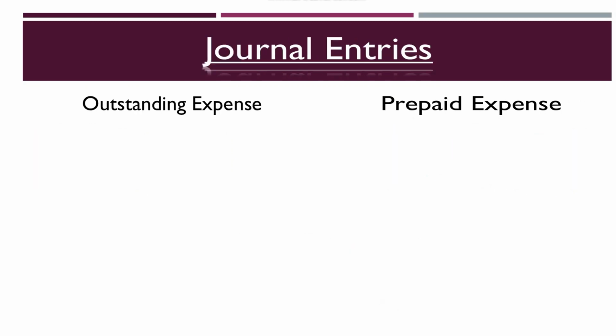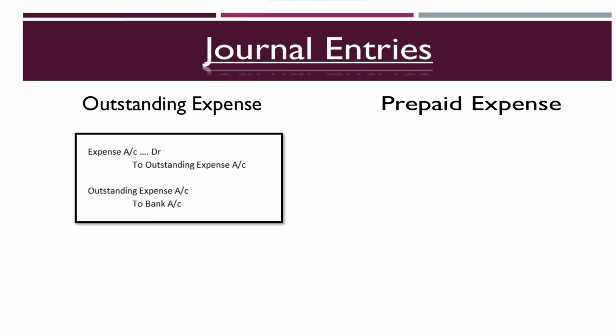So for outstanding expense, it's a liability, and whenever there's an increase in liability, it should be credited. So here outstanding liability will be credited along with the expense account, which will be debited because there is an increase in expense account. Once you're paying out, the outstanding expense will be debited because there is a decrease in liability, and then you have to pay it from your bank account. Bank account will be credited because there's a decrease in your asset account here.